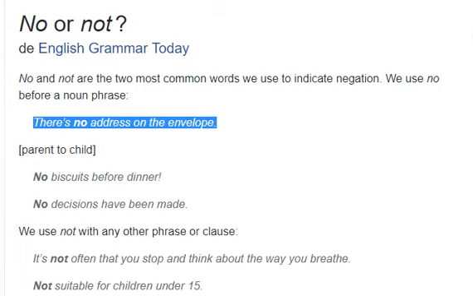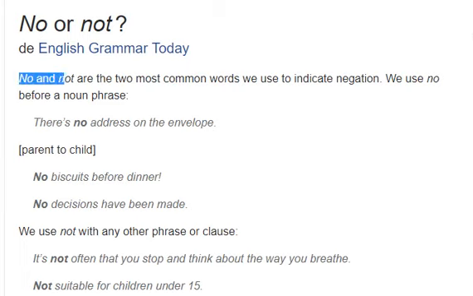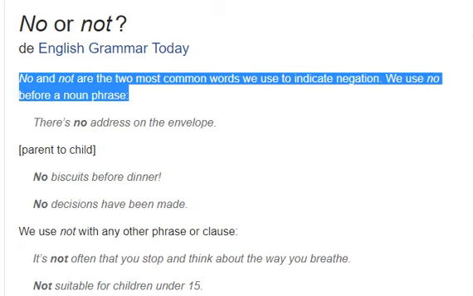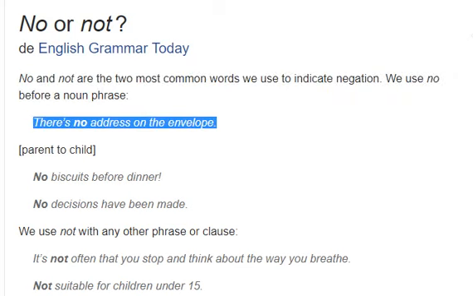A questão de no ou not, em português é não. São as duas palavras mais comuns para indicar negation, alguma coisa que nega. Então, nós usamos no antes de uma frase do substantivo, noun. There's no address on the envelope. Então, address é substantivo, noun. No está antes de address. There's no address on the envelope.